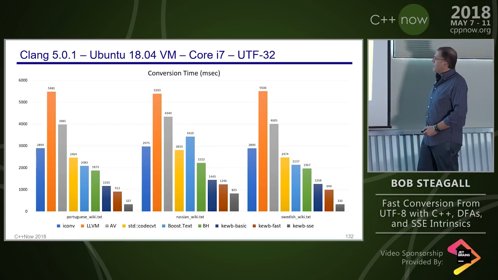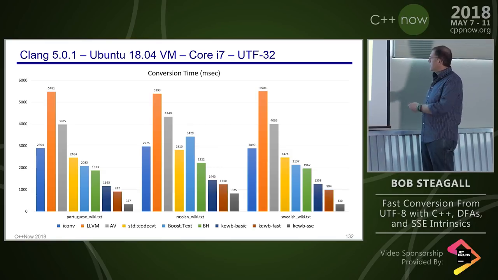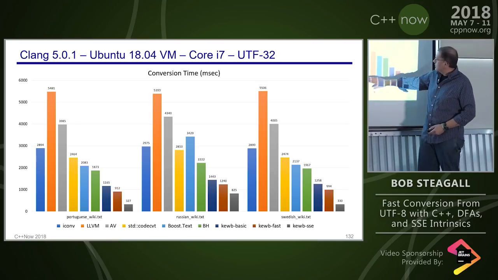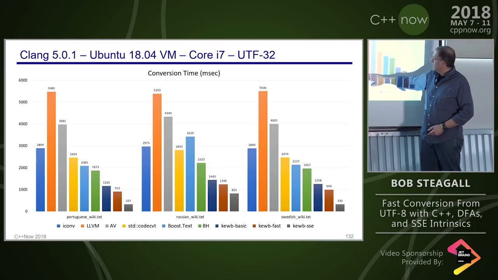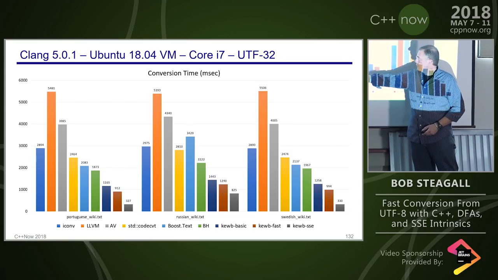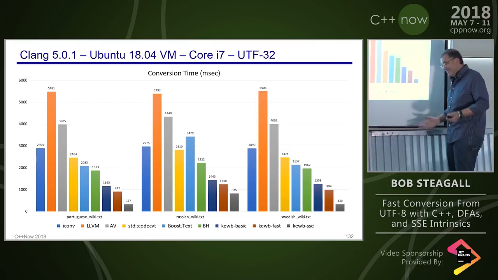We see similar patterns here for Portuguese, Russian, and Swedish. But again, what surprises me is how much slower the Clang compiled code, especially for the LLVM converter, is.